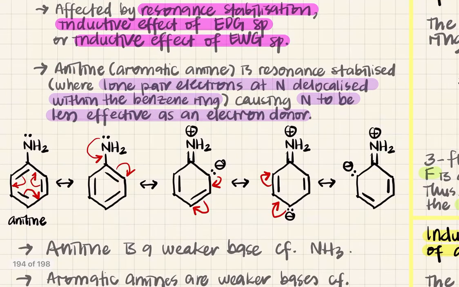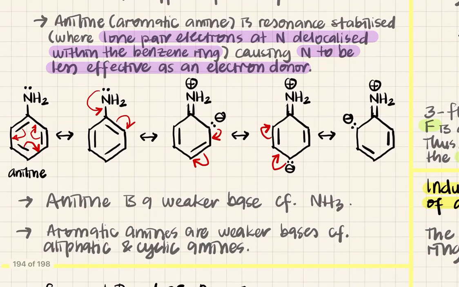Okay. So aromatic amine biasanya kita akan cakap pasal aniline lah. When your benzene ring has an NH2 attached to it, itu adalah aniline. So aniline, it is resonance stabilized. So maksudnya dia ada resonance stabilization. These are your resonance forms. Dia boleh, okay, dekat nitrogen ni ada lone pair. So this lone pair at nitrogen can be delocalized within the benzene ring. So dia boleh masuk dalam benzene ring.